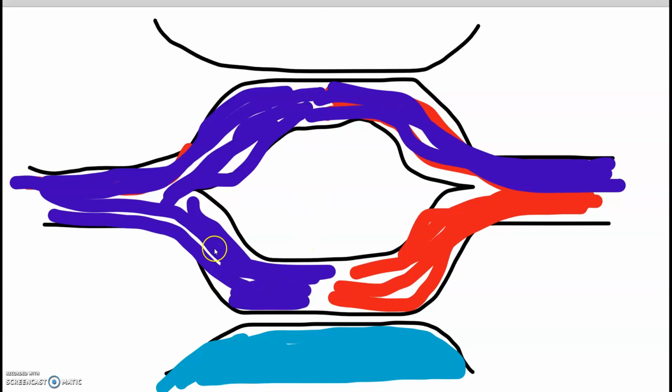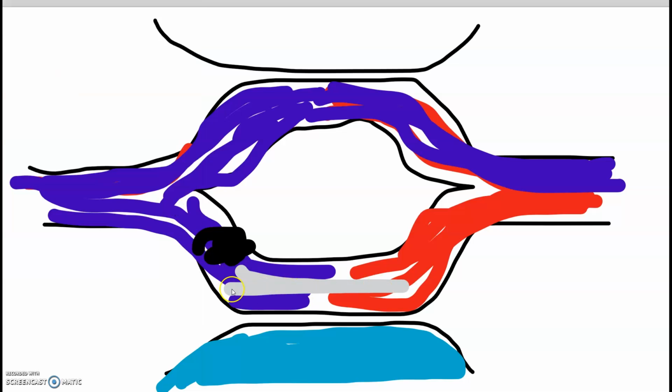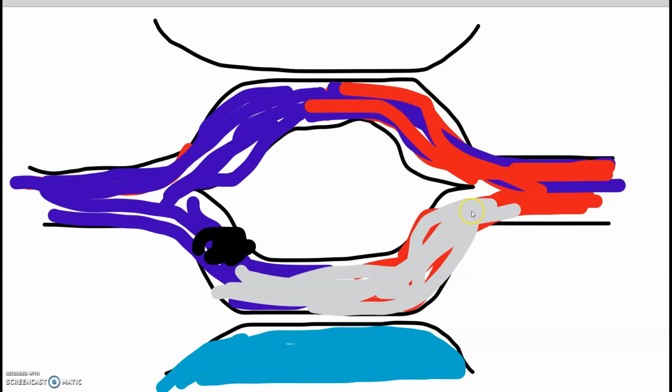Or supposing that there was some kind of a blockage right here, a big blockage here. Well, then there's no blood coming in here at all, nothing. And so then we have another VQ mismatch. We don't have any perfusion, but if this was red blood, you'd be getting some of this, but not enough. Okay, so that's basically what VQ mismatch is all about.